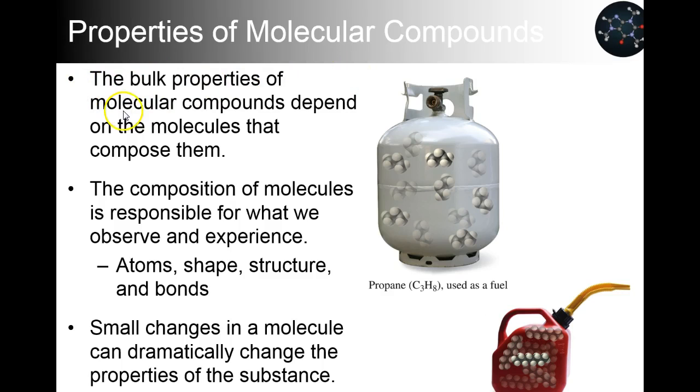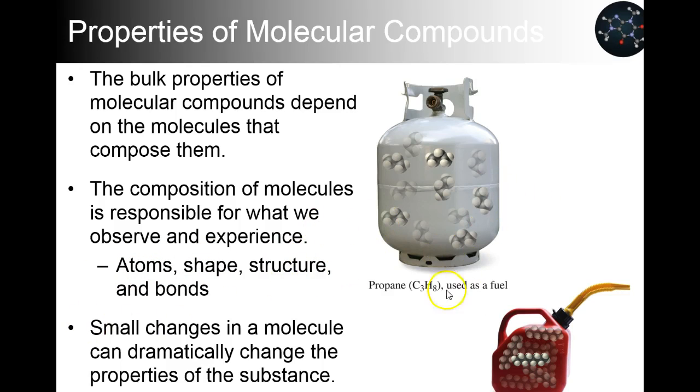If we look at the properties of these covalent compounds, or compounds without metals, the bulk properties of these molecular compounds depend on the molecules that compose them. That's true of any compound. The composition of the molecules is responsible for the atoms, the shape, the structure, and the bonds.